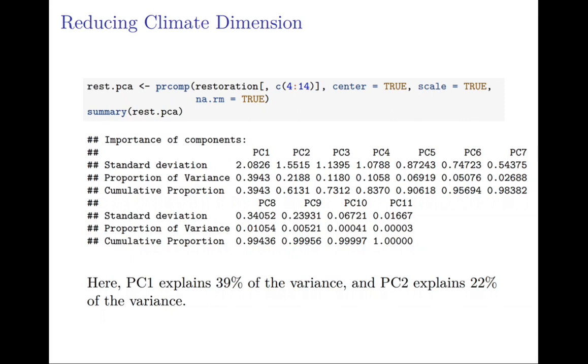What we see is that PC1 explains 39% of the variance, and PC2 explains 22% of the variance. So that's pretty good for the first two axes. So we'll be focusing on those two.